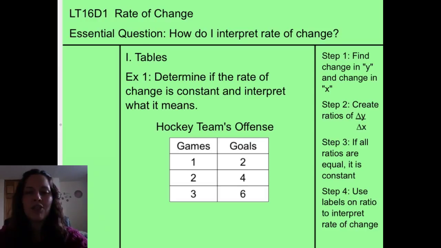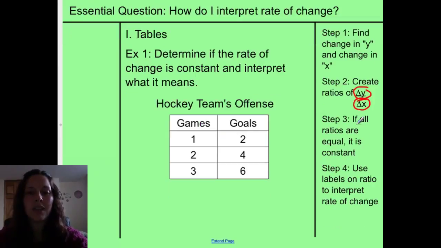Rate of change is change in the y value, or the output, over the change in the x value, or the input. When you're looking at the steps off to the side, this triangle means change. So this means change in y over change in x. That ratio gives us our rate of change.